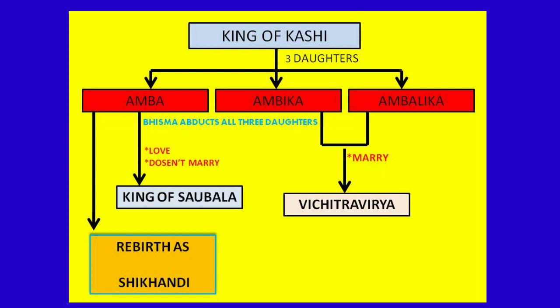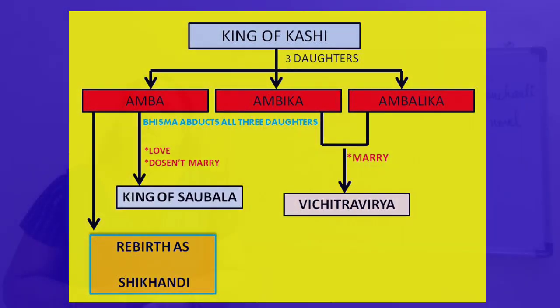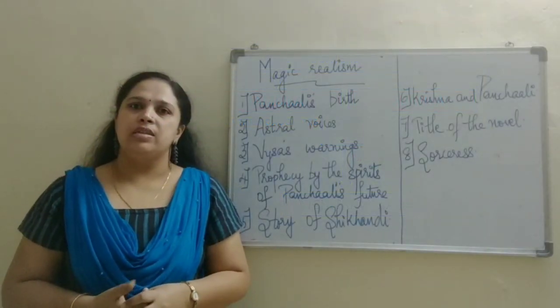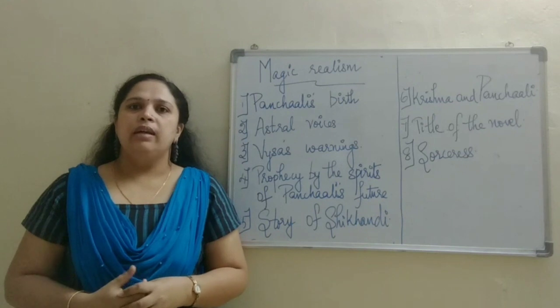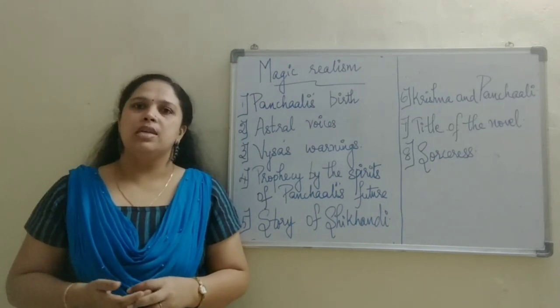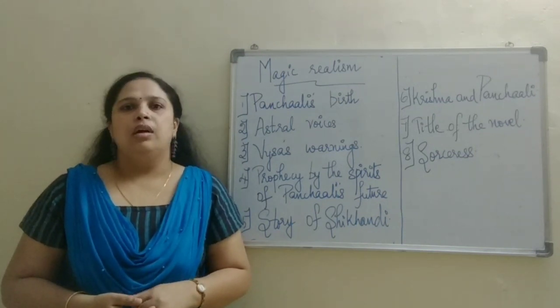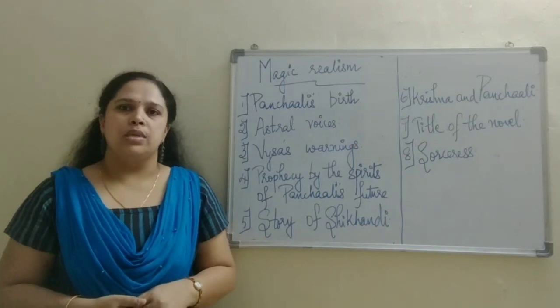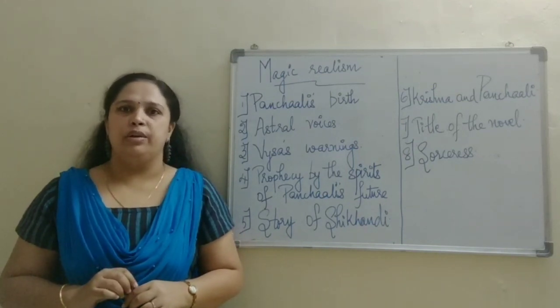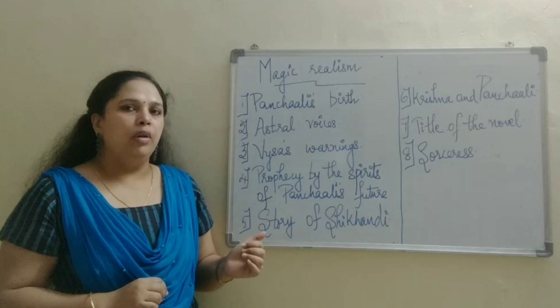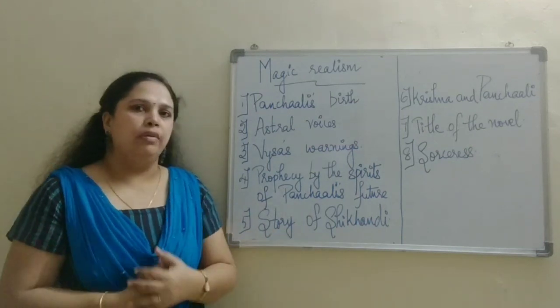Now Amba, in her next life, is born to King Drupada. She takes rebirth as Shikhandi, King Drupada's daughter. Now Shikhandi finds this garland and wears it on her neck, and later on she turns out to be the catalyst for the death of Bheeshma. That's how the story goes. This story is narrated by Divakaruni in the novel Palace of Illusions. So this is the story of Shikhandi.